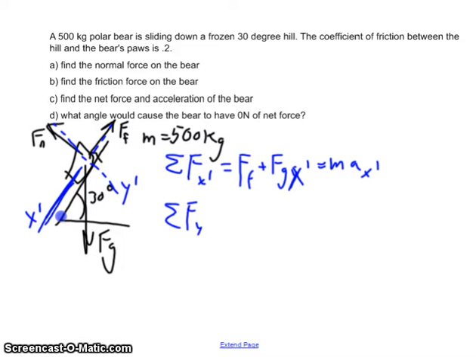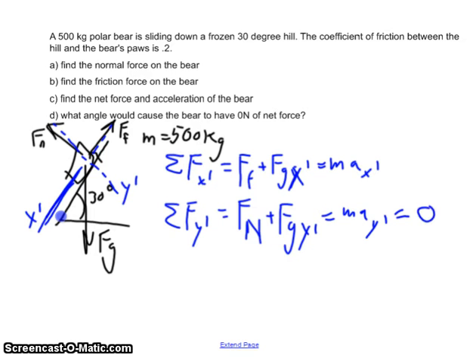Our net force in the new y direction, however, has the normal force lying upon it and the force of gravity in that new direction, and that equals mass times the acceleration in that direction. But since we know that the polar bear is neither sinking into the hill nor jumping off of the hill, we can say that this is in fact 0.